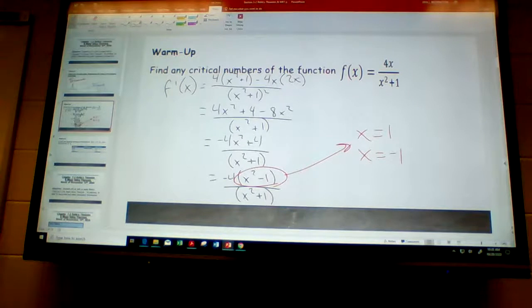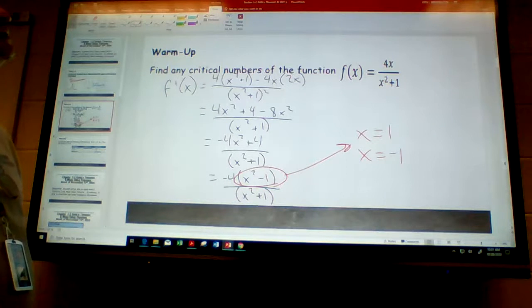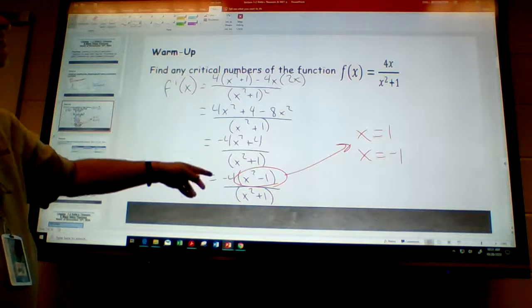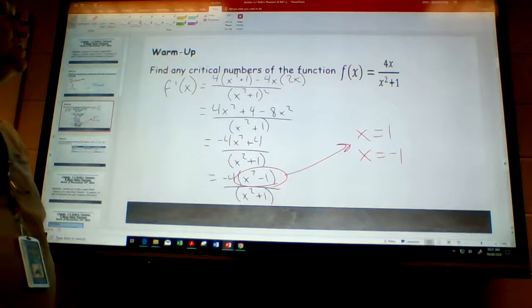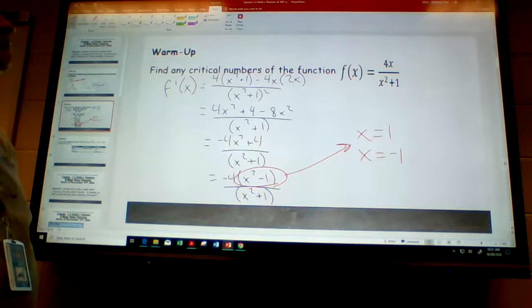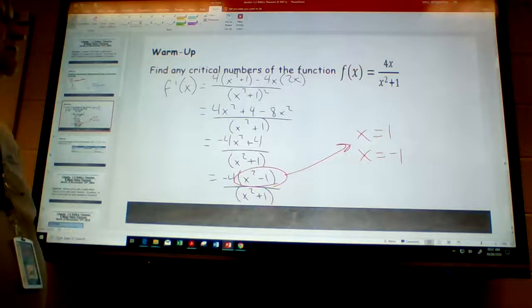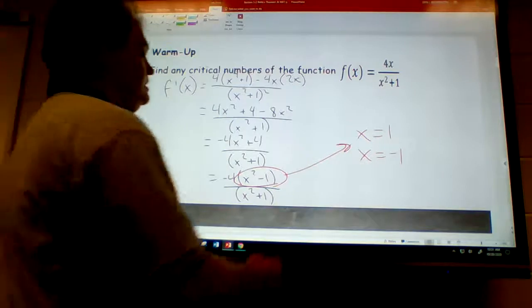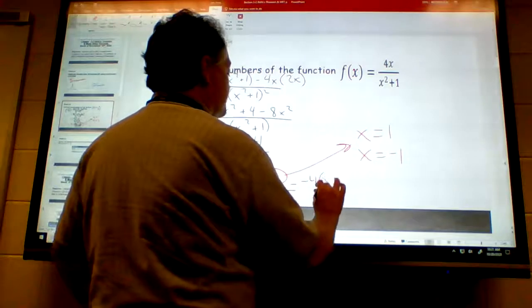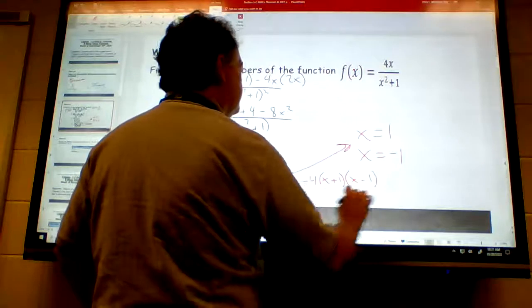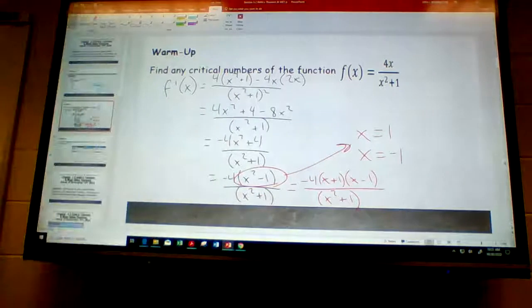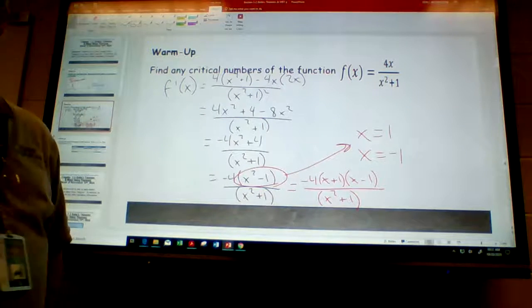All right, I went ahead and worked the next one here. It says find any critical numbers for the function, and in order to do that, you got to take the first derivative, which when we do that, we use quotient rule, and you could follow the work right here, but it ends up with -4 times x squared minus 1 all over x squared plus 1. Well, we got to figure out what the zero values are. Well, the zero values are from x squared minus 1, which if you factor that, it's going to be x plus 1, x minus 1. I can even write that over here, -4 times x plus 1, x minus 1, all over x squared plus 1. And then you solve for x, you're going to get x equals 1 and x equals -1.